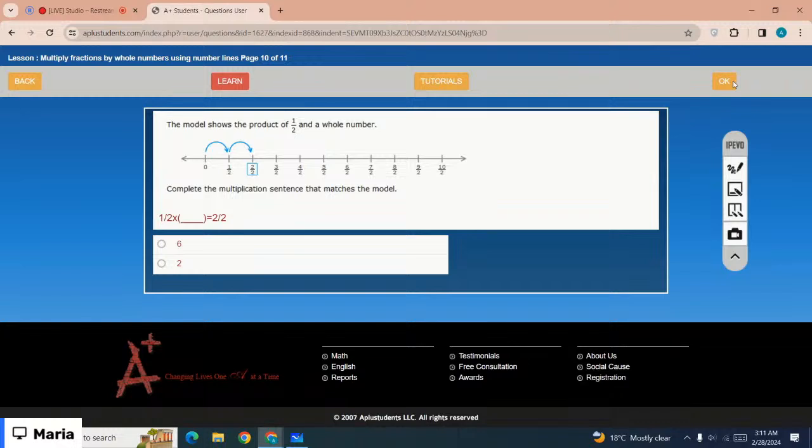The model shows the product of half and a whole number. Complete the multiplication sentence that matches the model. So which is the correct option? Very good. That is 2 times 1 over 2.